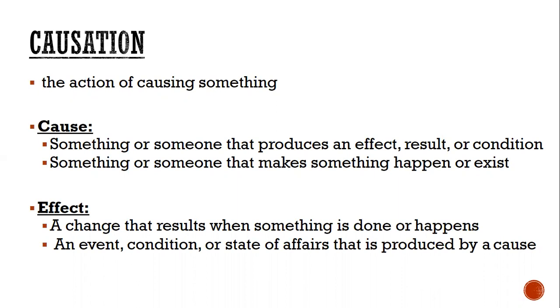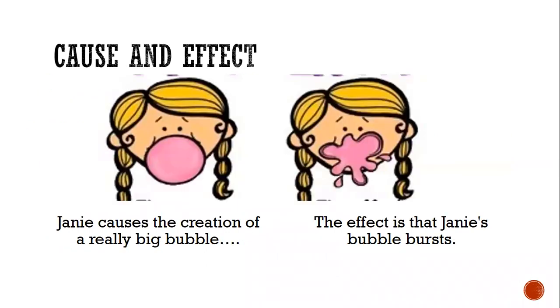Let's take a look at an example. Meet Janie. Janie is in second grade, and she decides that she's going to try to blow the biggest bubble she possibly can. All of you know what the effect of this is going to be. Janie's bubble bursts in her face. Janie does an action. Her action directly causes the bubble to burst. So this is cause and effect. Action X makes action Y occur.